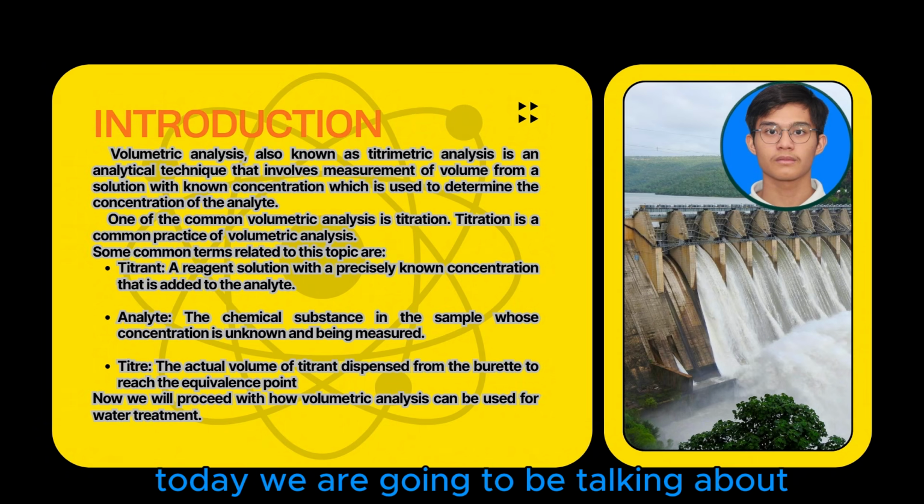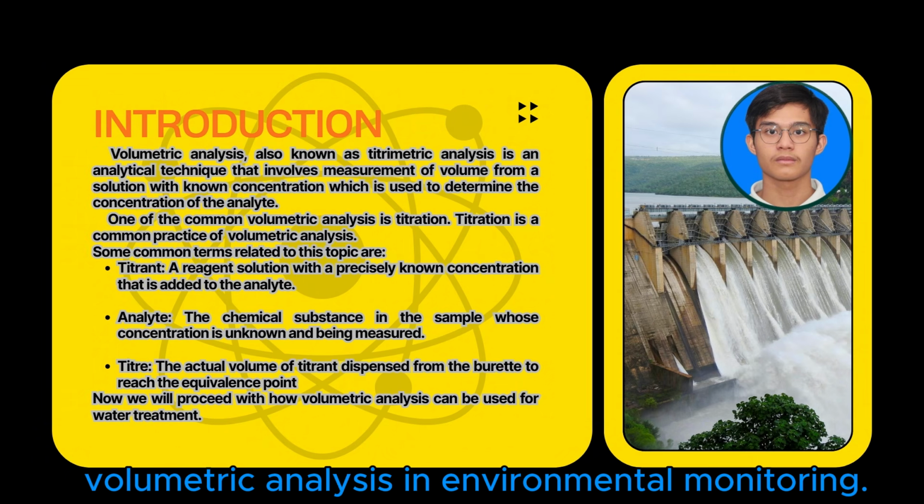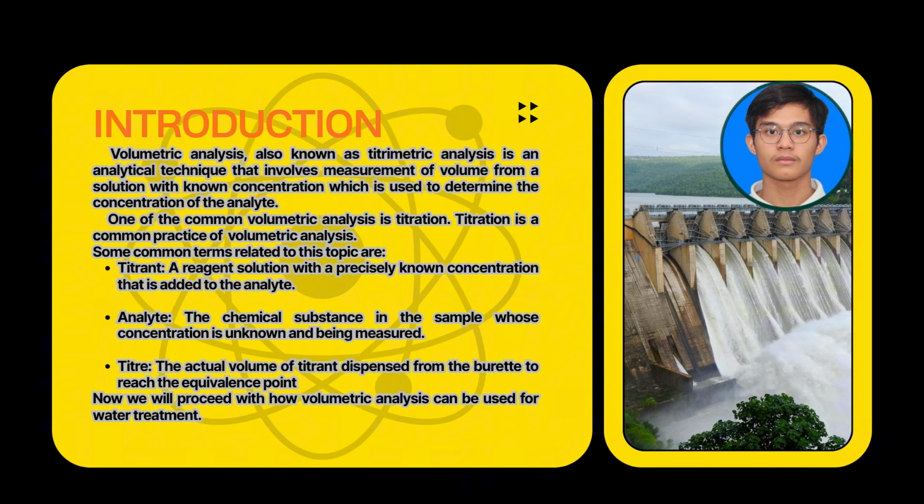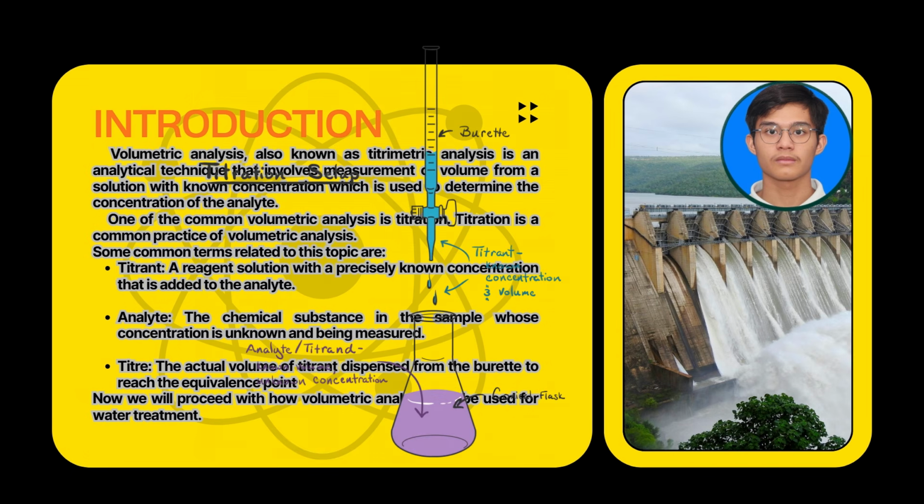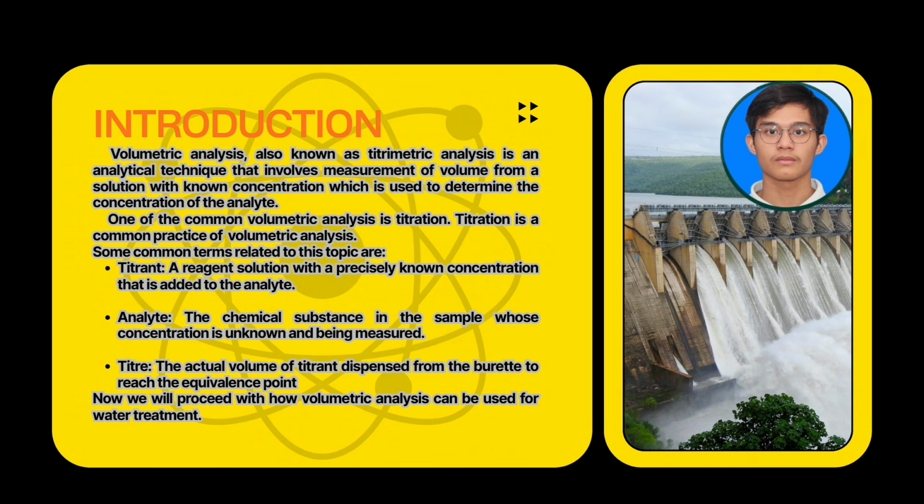Today we are going to be talking about volumetric analysis in environmental monitoring. Volumetric analysis, also known as titrimetric analysis, is an analytical technique that involves measurement of volume from a solution with known concentration, which is used to determine the concentration of the analyte. One of the common volumetric analyses is titration. Titration is a common practice of volumetric analysis.